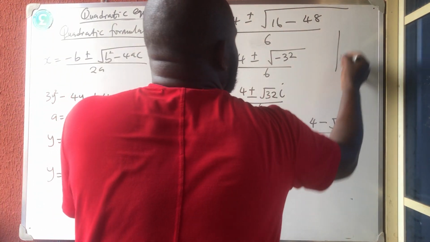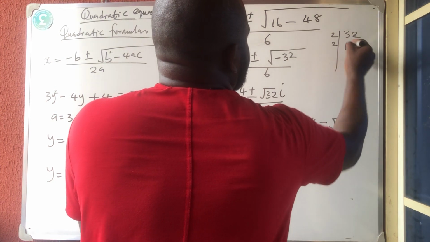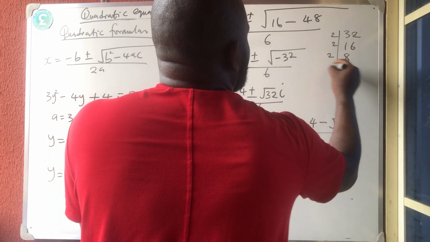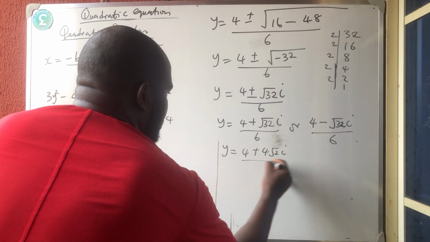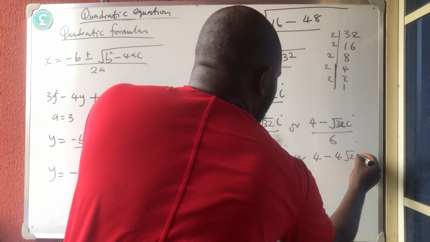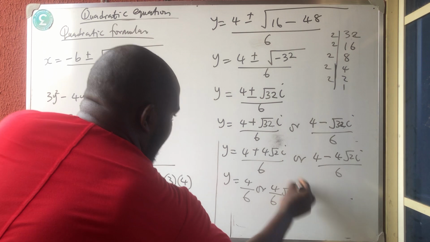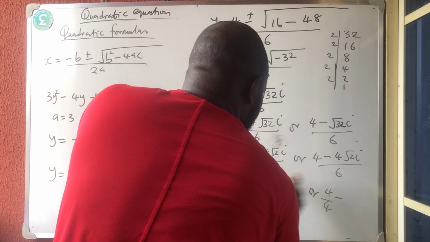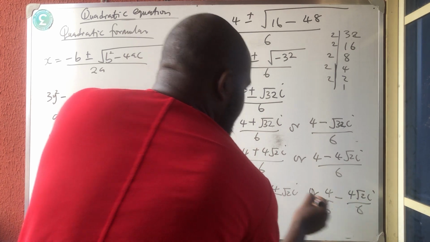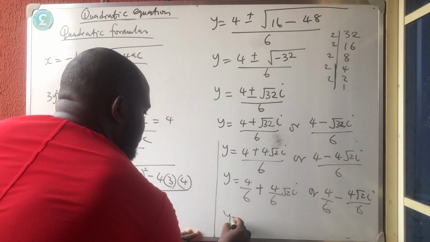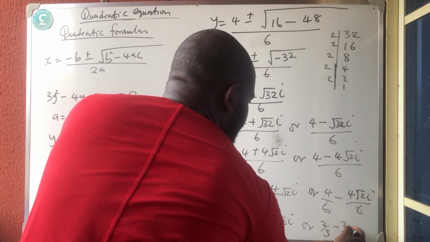Now if I want to reduce the number 32: 2 divide 16, 2 divide 8, 2 divide 4, 2 divide 2, 2 divide 1. So I'm having 4 root 2. So I'm having y is equal to 4 plus 4 root 2i all over 6, or 4 minus 4 root 2i all over 6. So I can share it. y is equal to 4 over 6 plus 4 over 6 root 2i, or 4 over 6 minus 4 root 2i over 6. So break it down, that is 2 over 3. So y is equal to 2 over 3 plus 2 over 3 root 2i, or 2 over 3 minus 2 over 3 root 2i.